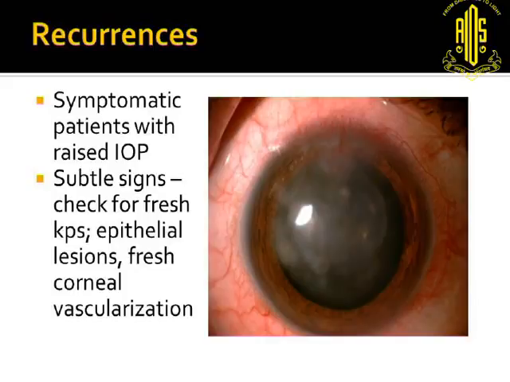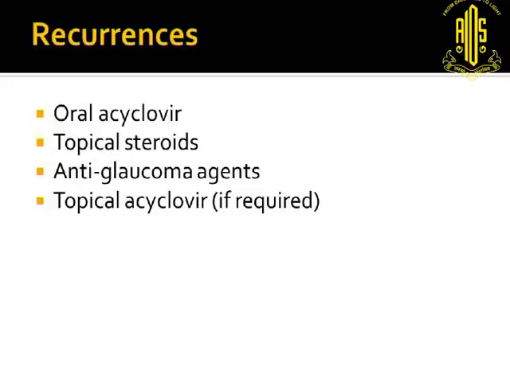Now, recurrences are frequent. Very often the patient is symptomatic, they know when the recurrences occur because the pressure goes up tremendously, they have this heavy feeling in the eye. There may be more obvious signs, but sometimes the signs are very subtle. There may just be a small crop of fresh keratic precipitates, a new lesion of corneal vascularization. And recurrences are also often treated the way we treat the original episode.